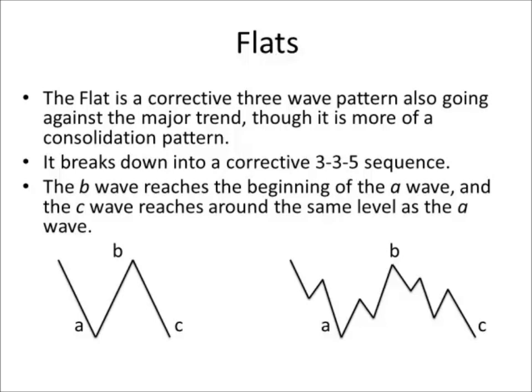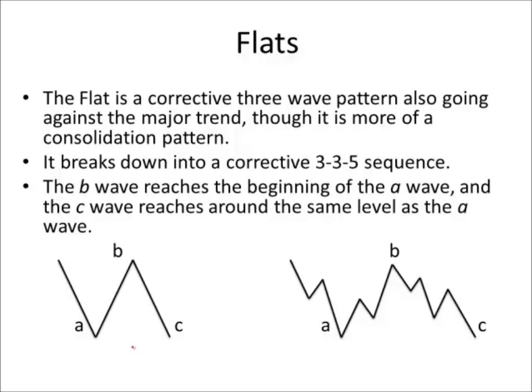And the other thing to note is that the lengths of the waves are roughly the same, A, B, and C. So we'll have the B wave that reaches the beginning of the A wave, and the C wave that reaches around the same level as the A wave. So let's look at the picture and see what we can understand from it. I'll start on this side. So this is what the flat looks like.